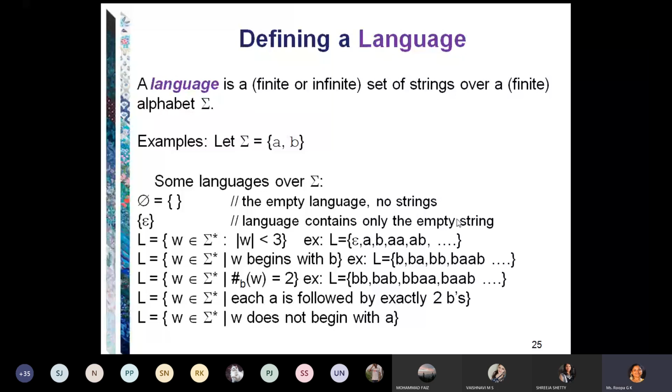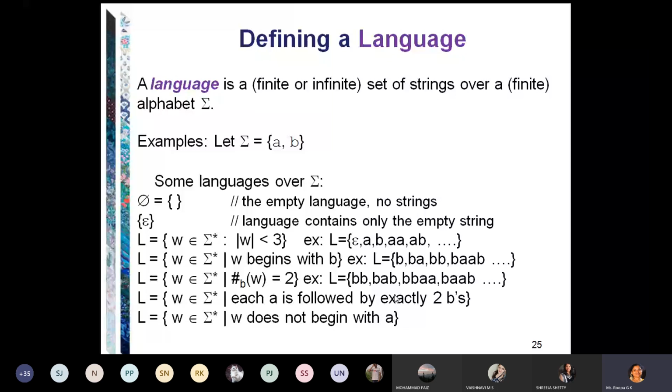Next one, each A is followed by exactly 2 B's. It means if there are A's, then each must be followed by exactly 2 B's. Here, I didn't write the example. Understood now? If A is there, then it is followed by exactly 2 B's. We cannot have more than 2 B's. But we can have ABB. Once again, ABB we can have. You have to understand the question clearly. Each A is followed by exactly 2 B's. Clear? Then the last one, W does not begin with A, means it can begin with B. Later we can have A, BA, BAA we can have, but ABB or just A we cannot have. Clear. This is the example for the language.